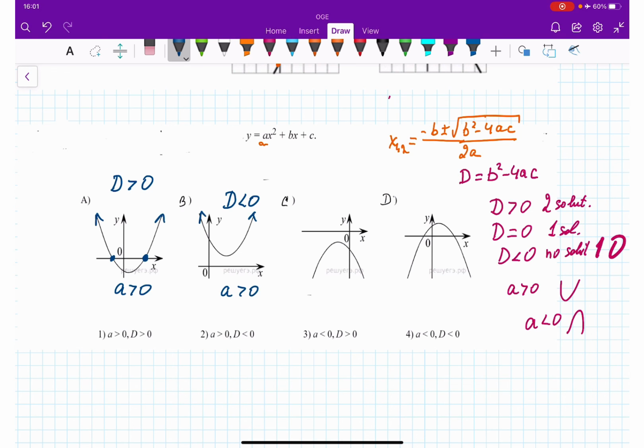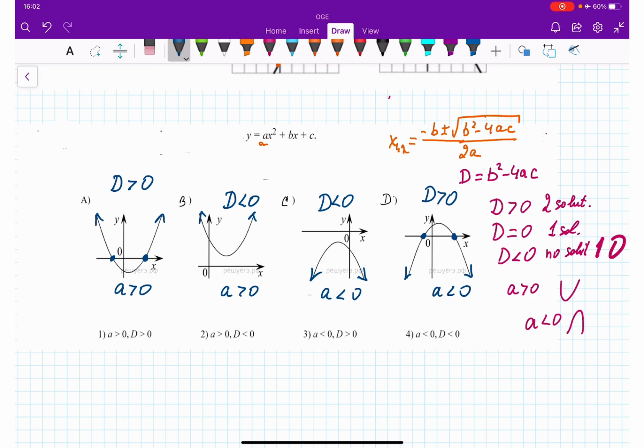A greater than 0. Third one, what do we have? Discriminant is less than 0, right? Because it doesn't cross x anywhere. And A is also less than 0 because it's going down. And lastly, we have here two points. Discriminant is greater than 0, right? Crossing in two x's, that means discriminant is greater than 0, positive. But A is going down. A is less than 0.